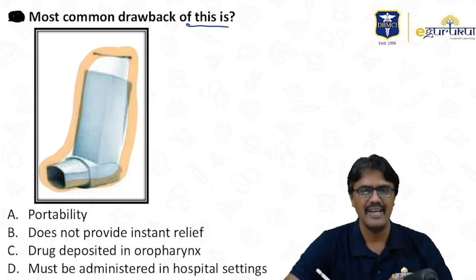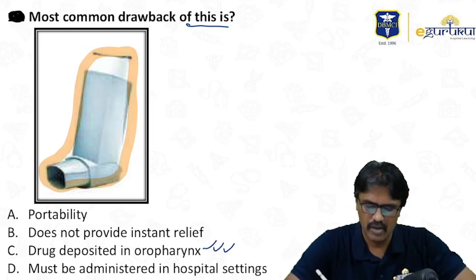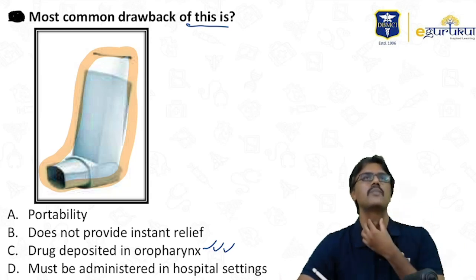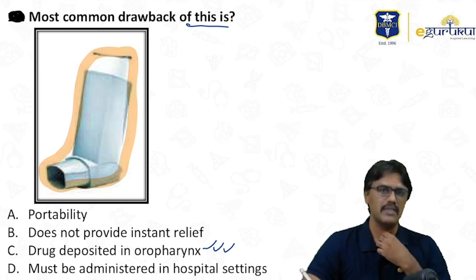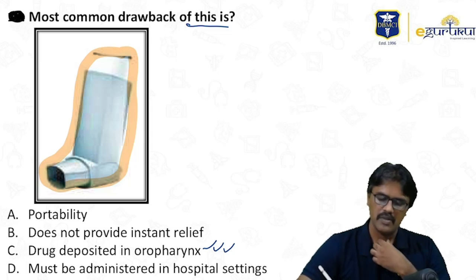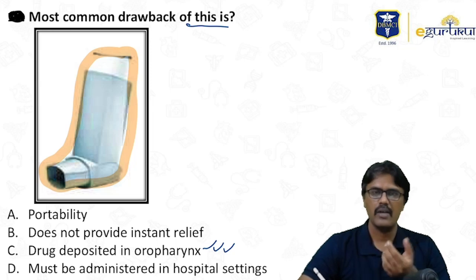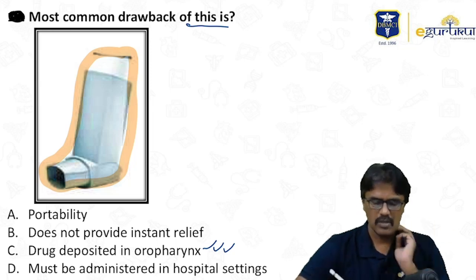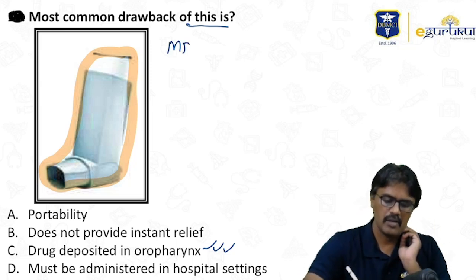Drug deposit in the oropharynx. That is the main issue, guys. So I told you when this is being taken, the drug gets deposited and it may lead to side effects such as oral candidiasis. So that is a drawback. Must be administered in hospital settings? No, that is not a drawback. You can take it at home also. So this is one of the important devices called the metered dose inhaler.